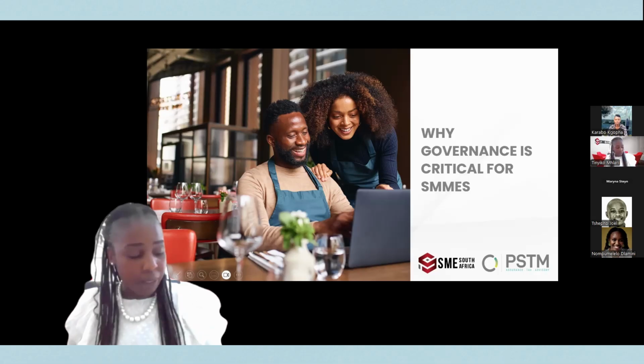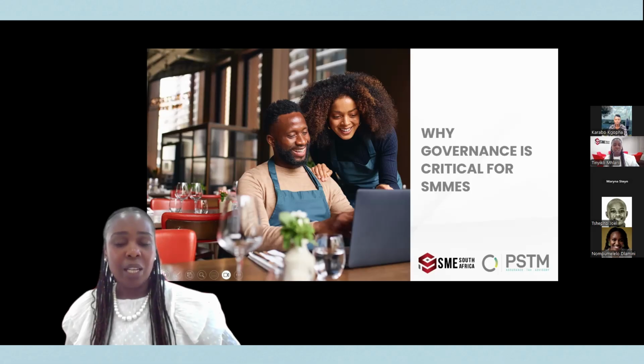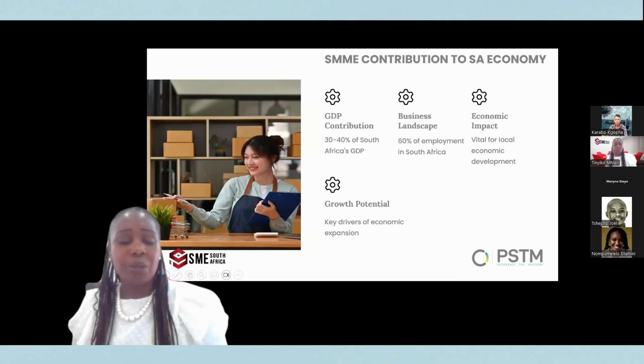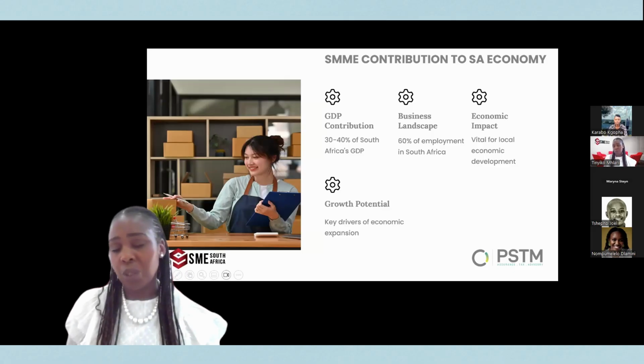In terms of the next section, now that we know what governance is, and you've pretty much identified why governance is important, I want to also highlight something else. When you look at SMMEs, we are all operating SMMEs, but we play a very crucial role in the business, in the economy overall.